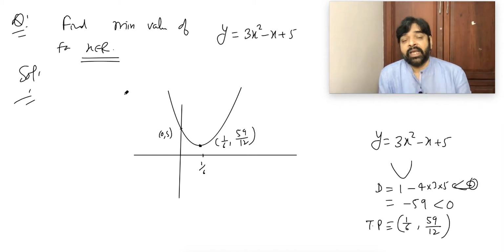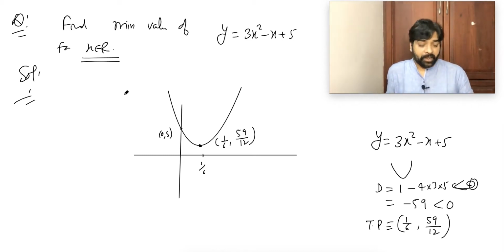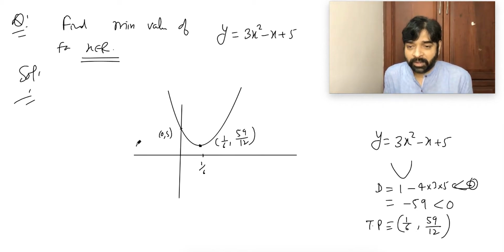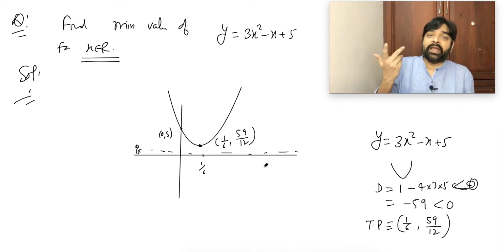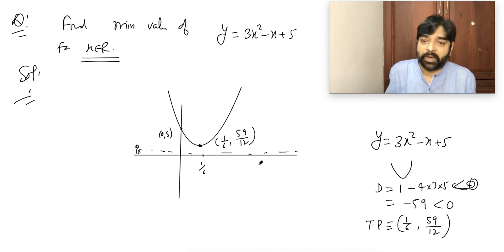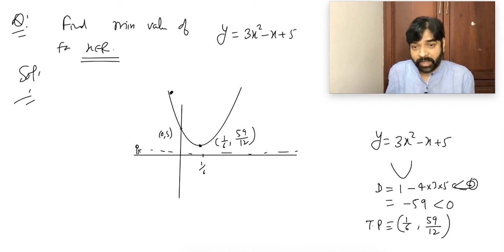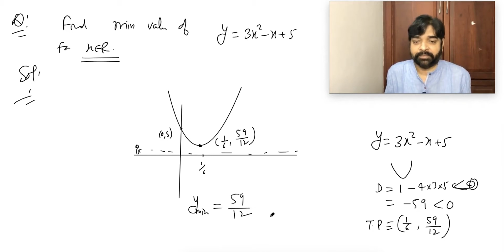They are saying x belongs to real numbers, which means if you walk over this line from here to here, what are the minimum and maximum values of y? When I am here, y is this much big; when I am here, y is this much small, this 59 by 12. After that it again increases. That means the minimum value of y will be equal to what? 59 by 12.